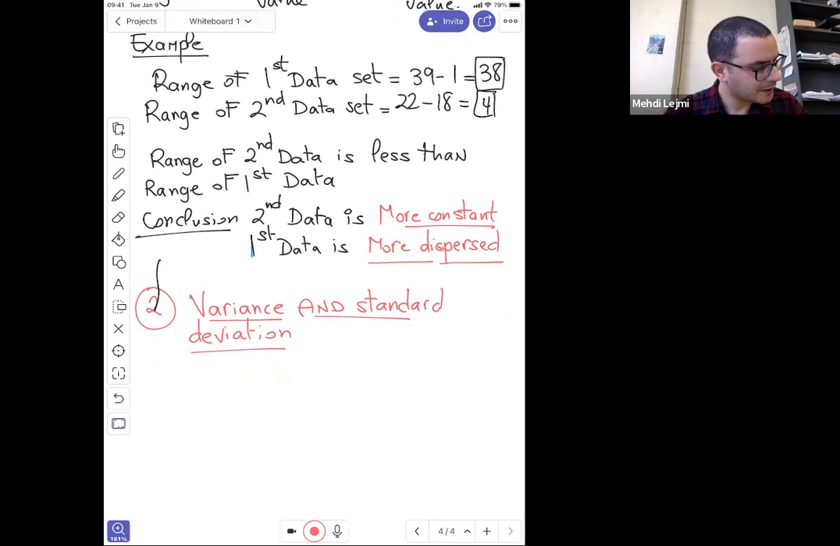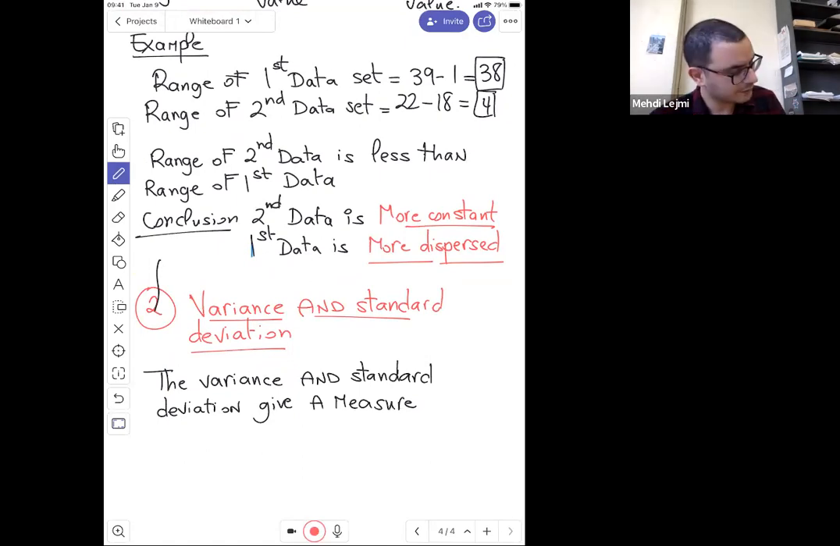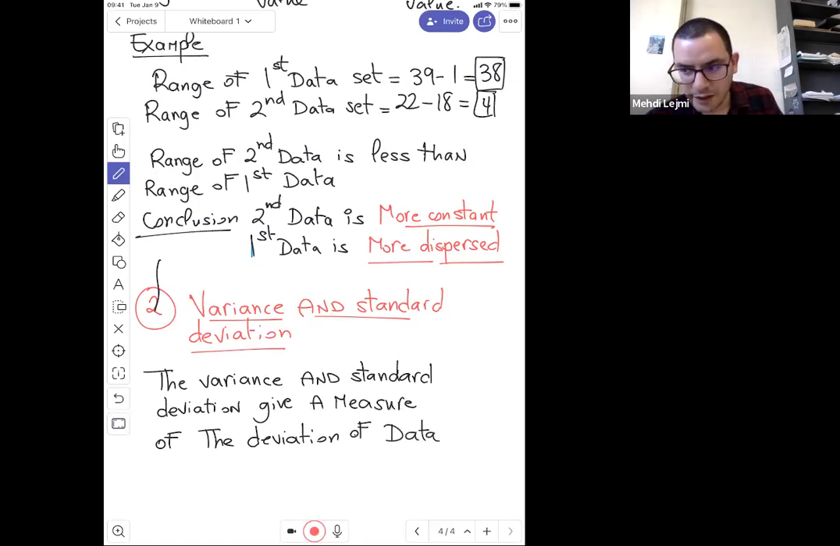So the idea is that the variance and standard deviation give a measure of the deviation of the data from the expected value, which is the mean.